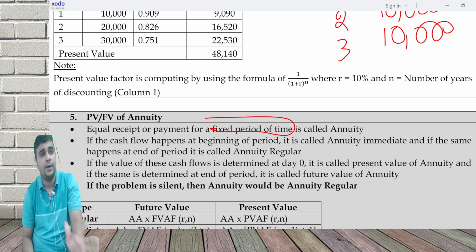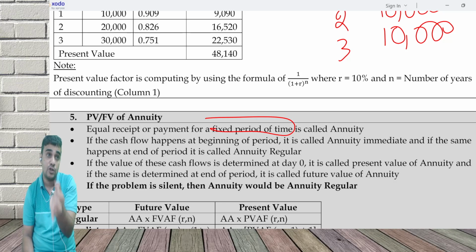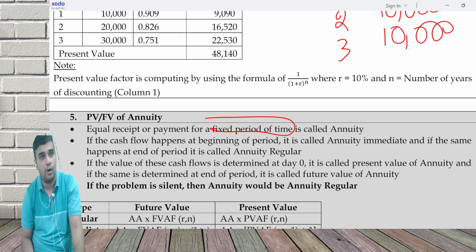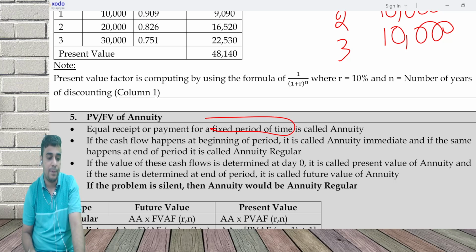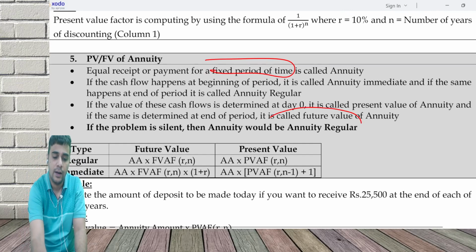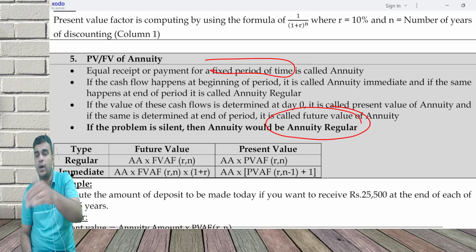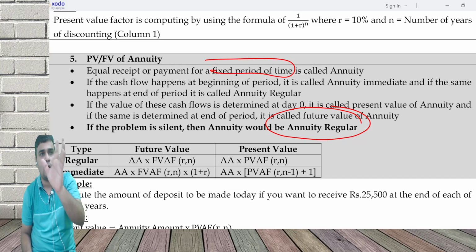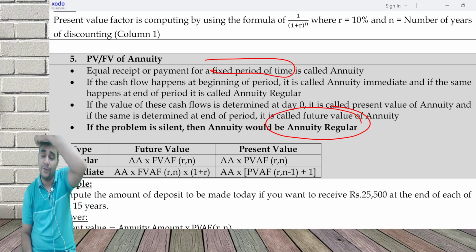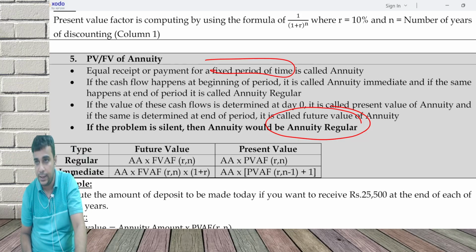Now, the basic thing we are trying to say is annuity immediate means money will be paid at the beginning. Rent for May month can be paid on May 1. It's called annuity immediate. Rent can also be paid on May 30. It's called annuity regular. Normally, annuity regular will happen. That is, if the problem is silent, it will be annuity regular. Whatever examples I have told you are all annuity regular. What will happen if it's annuity immediate? I'll explain later.